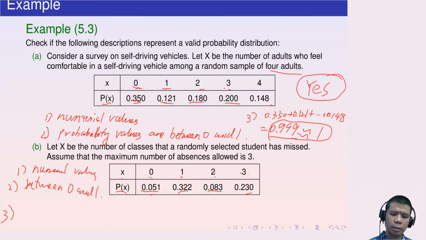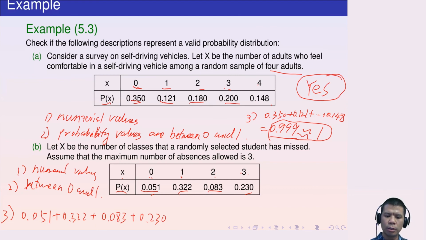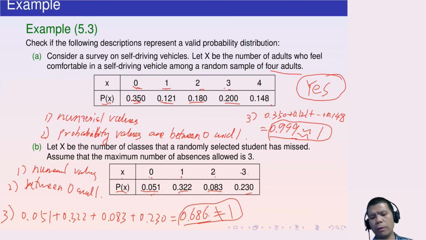Three, the summation. 0.2 plus 0.83 plus 0.230, this equals, I believe, 0.686. Now this is not even close to 1, right? So this does not equal 1. It's actually pretty far away from 1. So therefore, no, it is not a valid probability distribution.